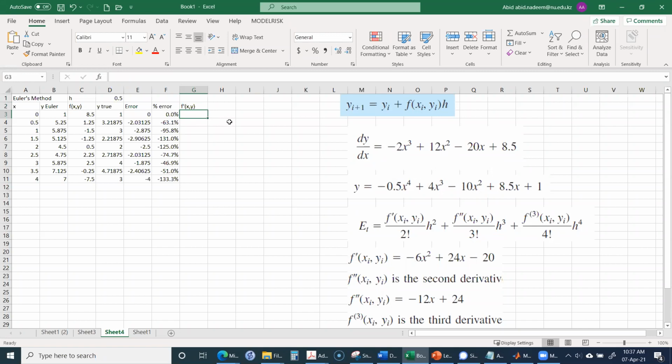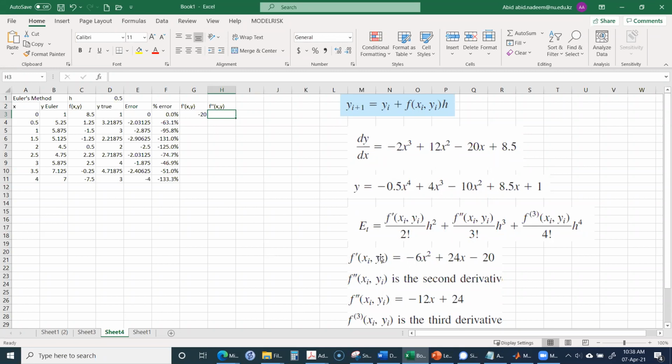So f prime xy is given by minus 6x square plus 24x minus 20. So it is equal to minus 6 times x square plus 24 times x minus 20. Okay, so this will be f prime of x. And then f double prime of xy will be given by this equation, minus 12x plus 24.